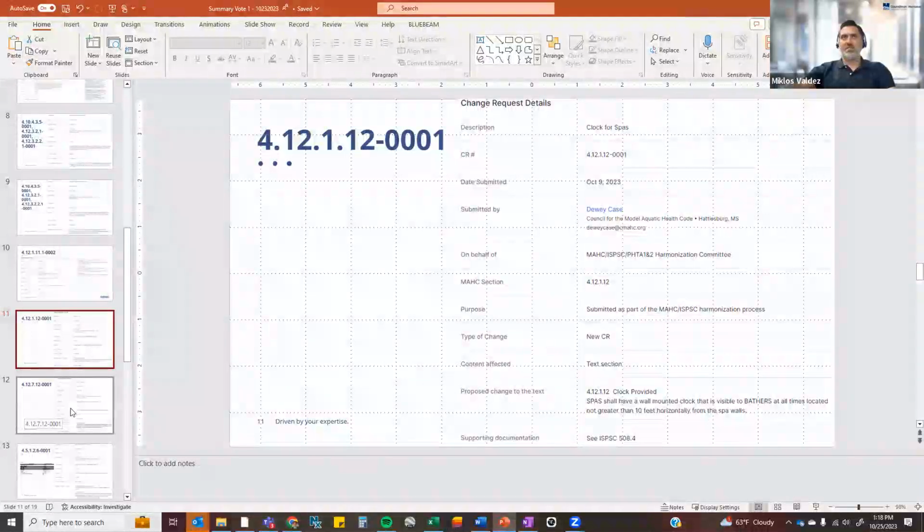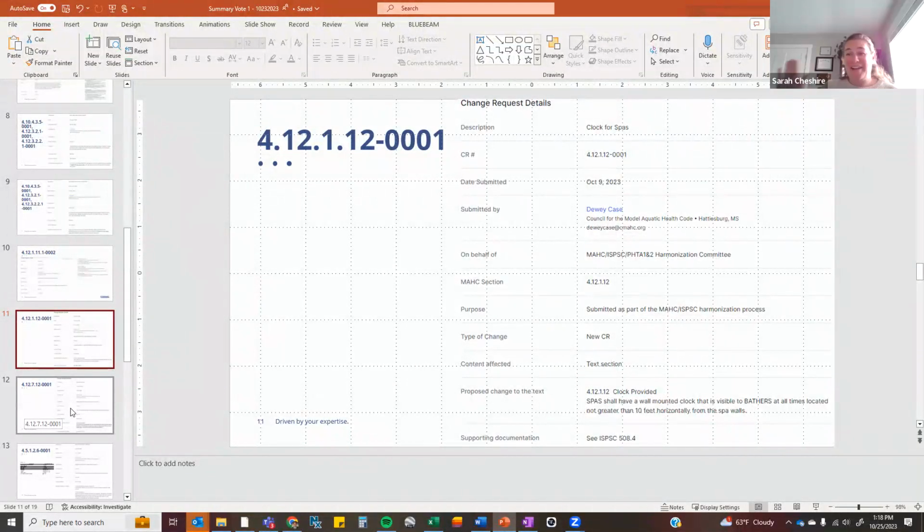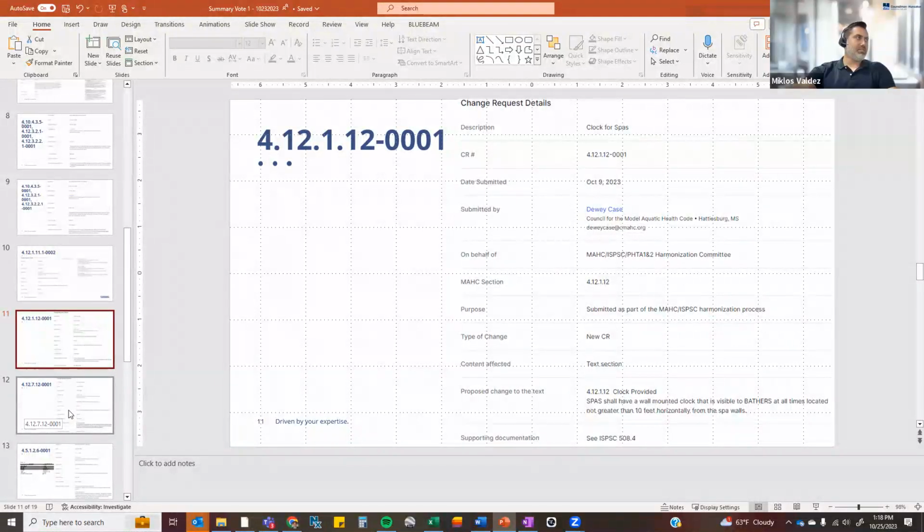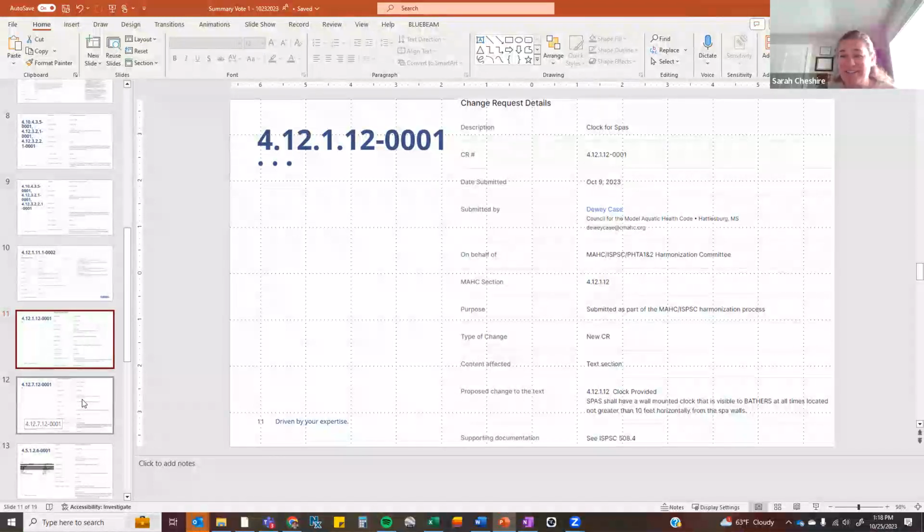Any comments, issues here? I had a couple comments or questions on this one. What type of clock? Do we care? Digital, analog, 24-hour? Does it matter what type of clock? And it doesn't say anything about it being functioning or at the correct time. So do we need to say something about a functioning clock set at the correct time?